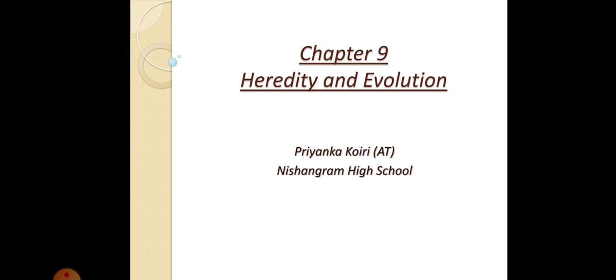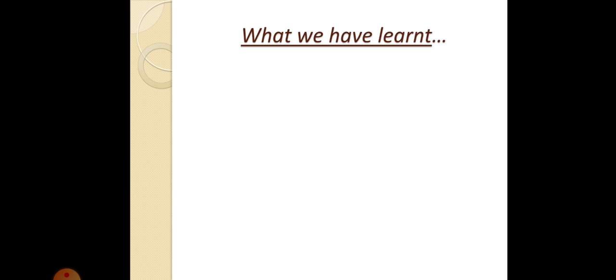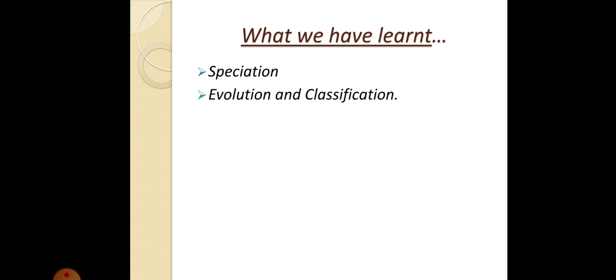In the last class we discussed speciation, that is, the formation of new species, and the various factors associated with speciation. Then we discussed evolution and classification, where we studied how evolution and classification are closely linked to one another. In today's class, we are going to discuss tracing evolutionary relationships.